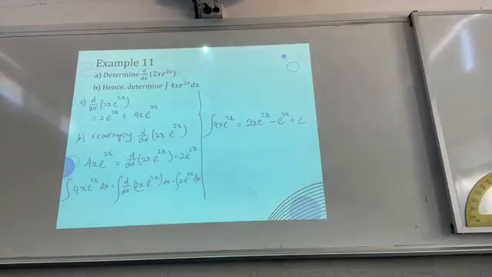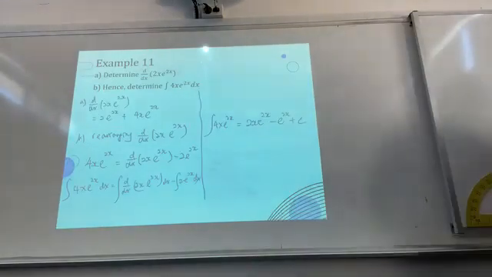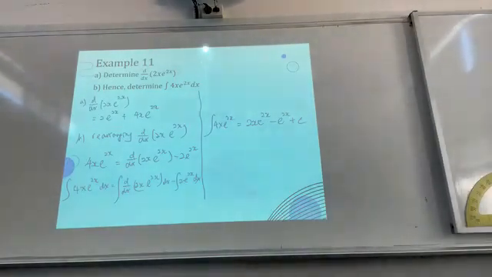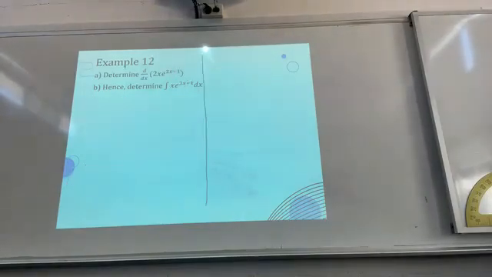Now, I want you to try example 12. Example 12 is taking it to one level higher because it is slightly different. You know that you need to do d/dx of something, and how you rearrange that is what you need to do. So let's start off by finding d/dx of 2x e to the power of 3x minus 1. Example 12 is slightly more difficult. It involves a different manipulation altogether.